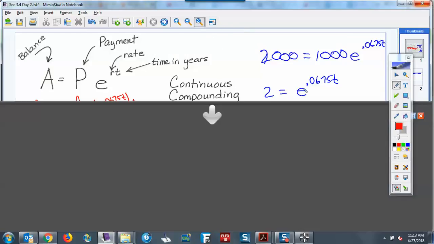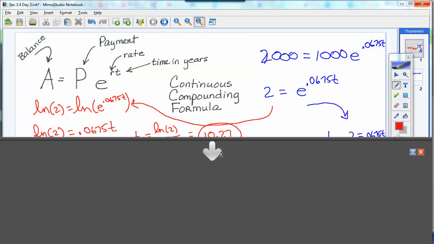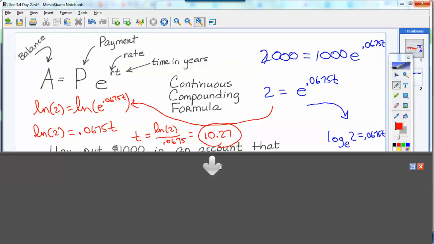Okay, anyway, divide the 1,000 over, you get this. Now, the direction you go from here, there's 2 choices. Okay, let's go down the blue path here. The blue path would be converted into log form.